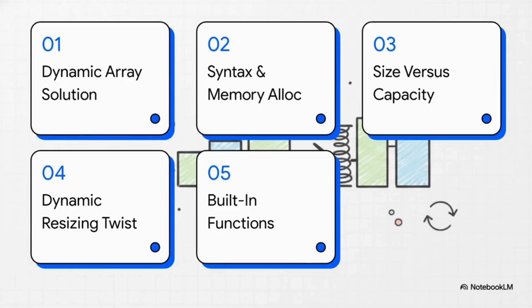So here is our roadmap for the explainer today. We're kicking things off with the dynamic array solution. Then we'll look at syntax and memory allocation, clarify the whole size versus capacity thing, dive into the dynamic resizing twist, and finally wrap it all up with powerful built-in functions.